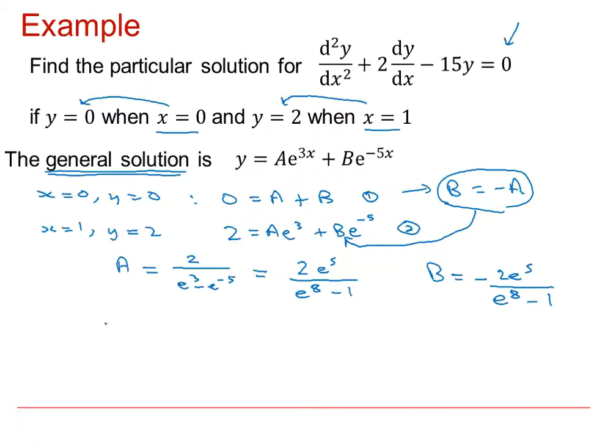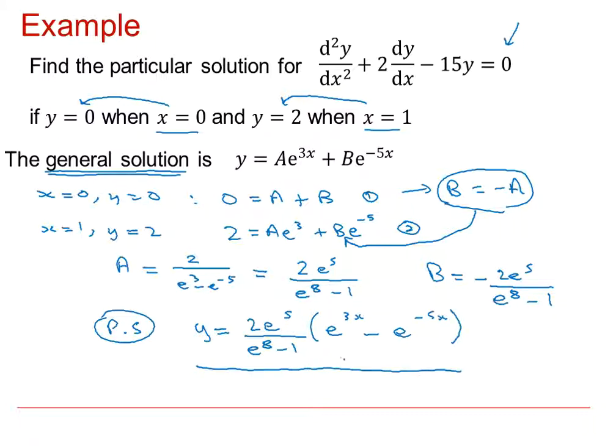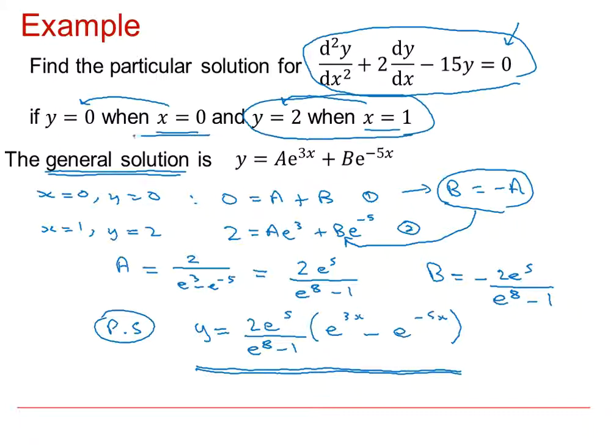And that gives us our unique particular solution of y equals, I'm going to pull out a common factor to make it as neat as possible, and we'll have e to the 3x minus e to the minus 5x. Remember, b was the negative of a, and that is our unique particular solution, and it's the only solution that will satisfy the original second order differential equation and satisfy both of the boundary conditions that we were given.